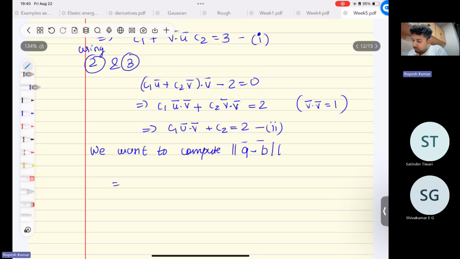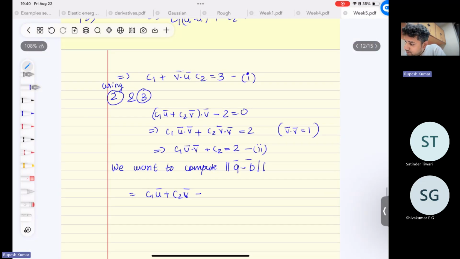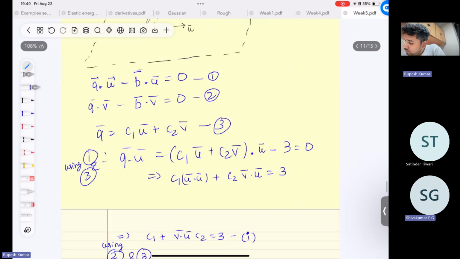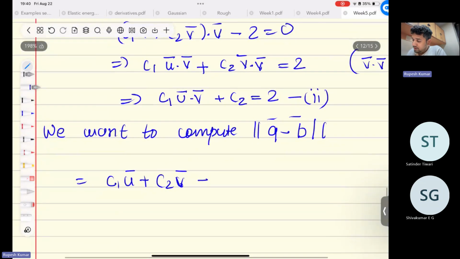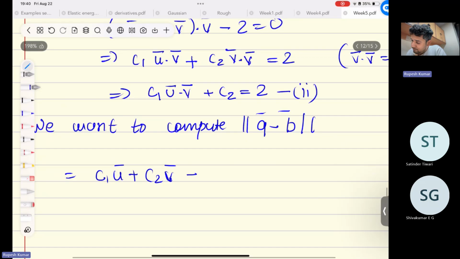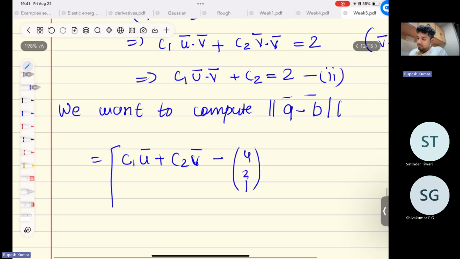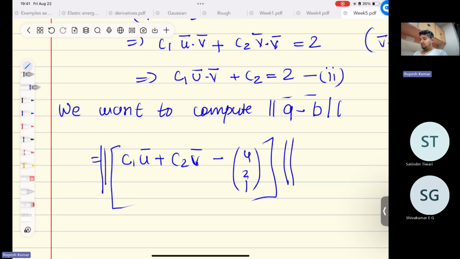Let's write this again. So q is essentially c1u plus c2v, minus b, which is essentially 4 to 1, right? Now you will get a new vector like this, and you want to find the norm of this vector, right?